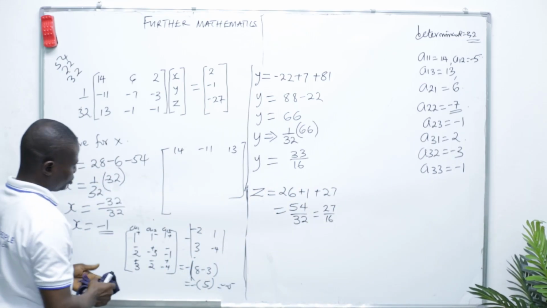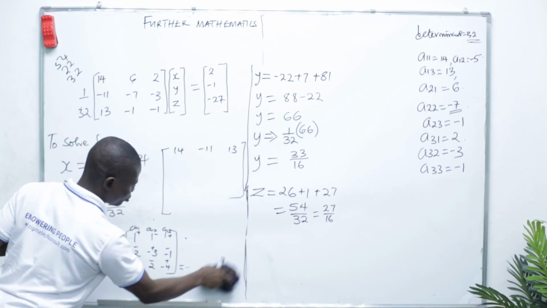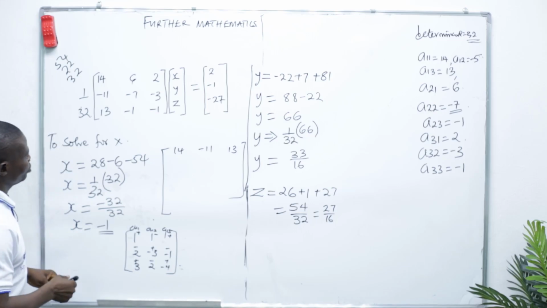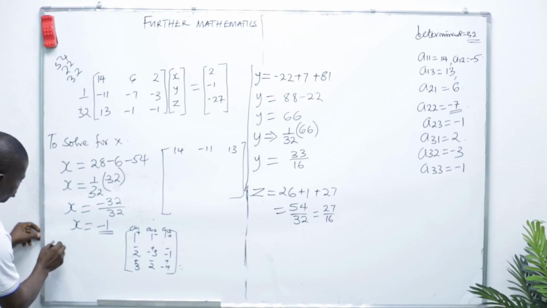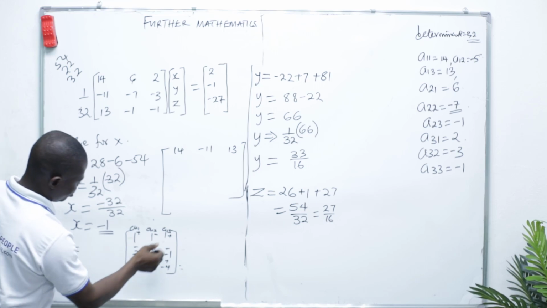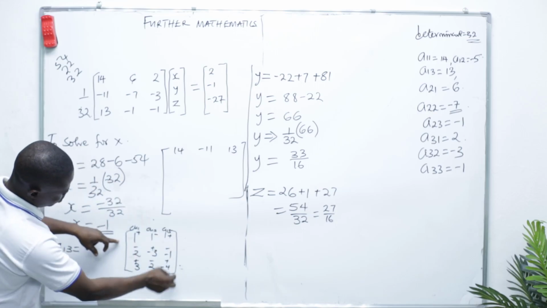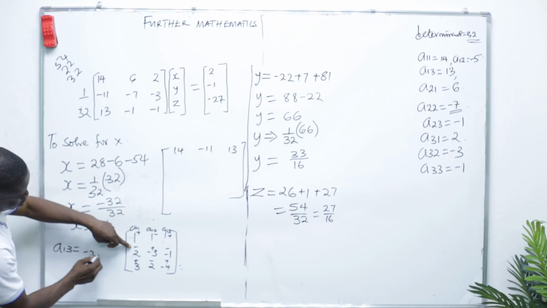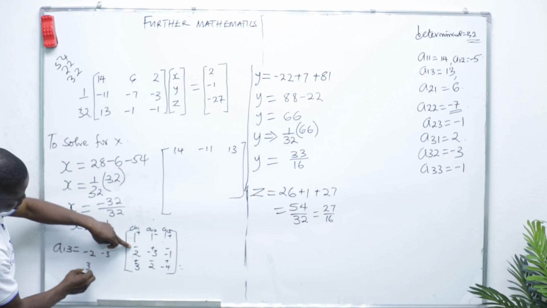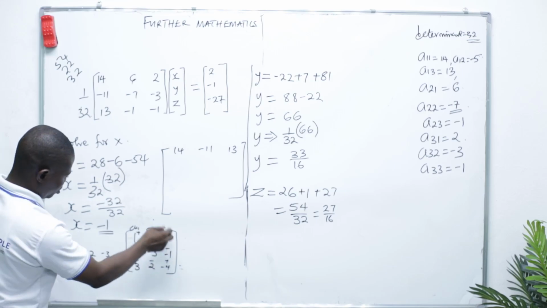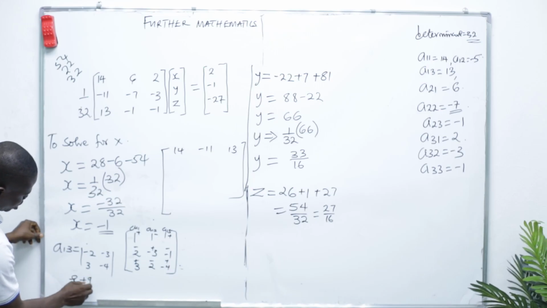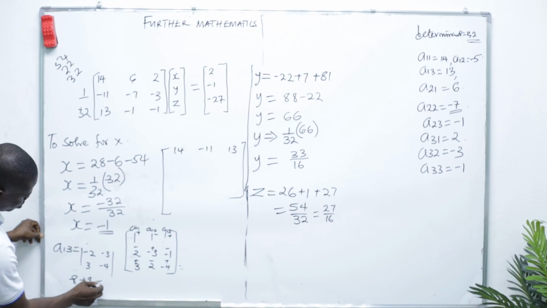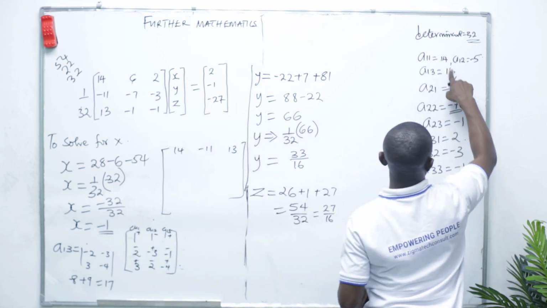Check for A13. This way, minus 2, minus 3, 3, minus 4. This is plus, okay? 8 plus 9 equals 17, not 13.